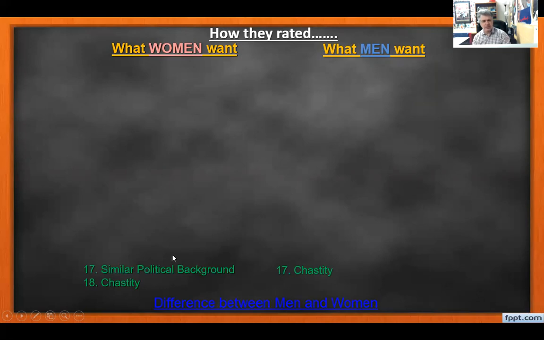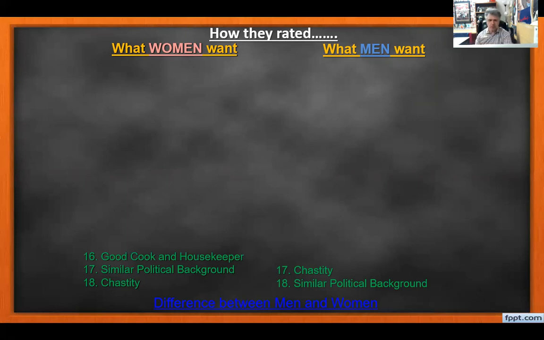And then you take something like similar political background. Women put that as the second least important thing, and men put it as the least important thing. Now, again, this study was done about 10 years ago, much before a lot of our polarization happened. But politics, not that big of a deal when looking for a mate. And we're not looking for someone to date. We're looking for someone long term.